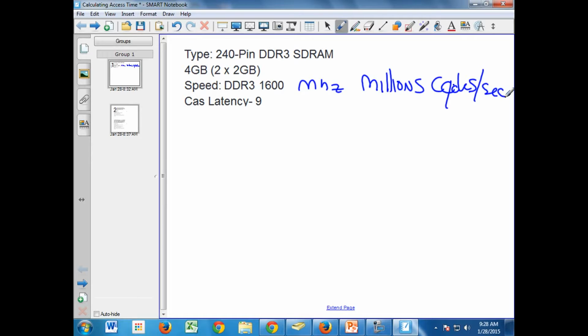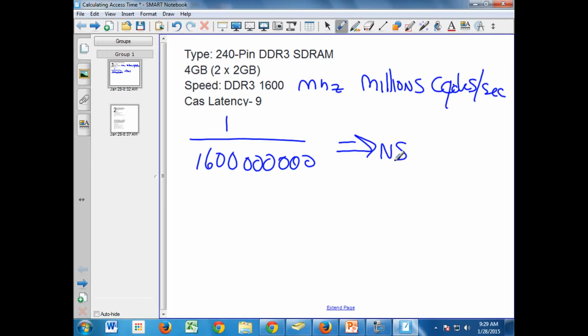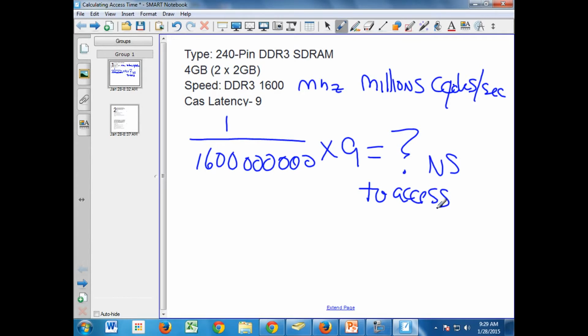So we divide it, so what we do is we go and say 1/1600000000 to find out how fast a cycle is. And we're going to have that come out in nanoseconds so that we can do some math, okay? So if that's how much time it takes for one cycle, then we would multiply that by 9. Equals a time in nanoseconds to access it. Okay? Because this doesn't give us a time, this is just cycles. And this doesn't give us a time, it's just speed. Okay? So we need to turn it into a time. So you would take 1/this times this gives us some kind of time that it would be to access, okay?